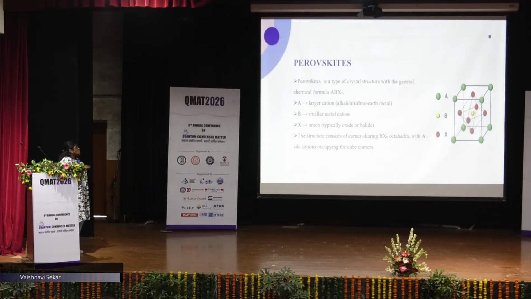Perovskite is a type of crystal structure with a general chemical formula of ABX3, where A is the larger cation, B is a smaller metal cation, and X is an anion. This structure consists of corner-sharing BX6 octahedra with A-site cations occupying the cubic corners.